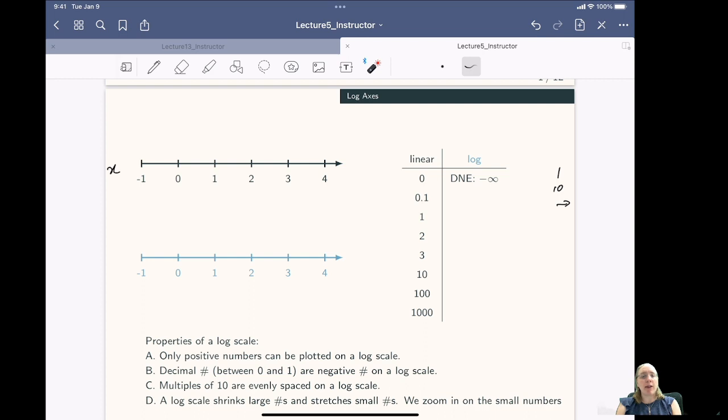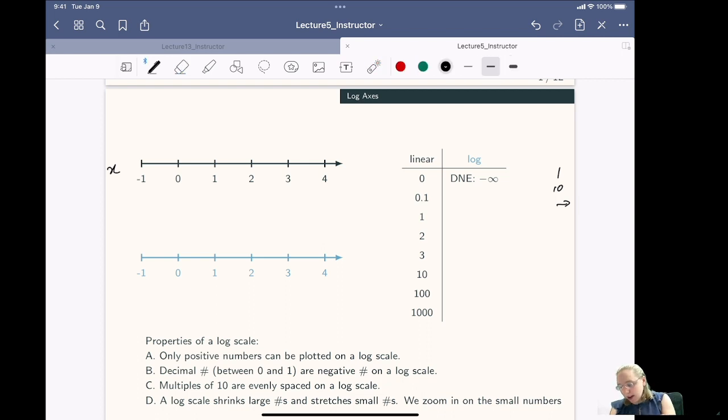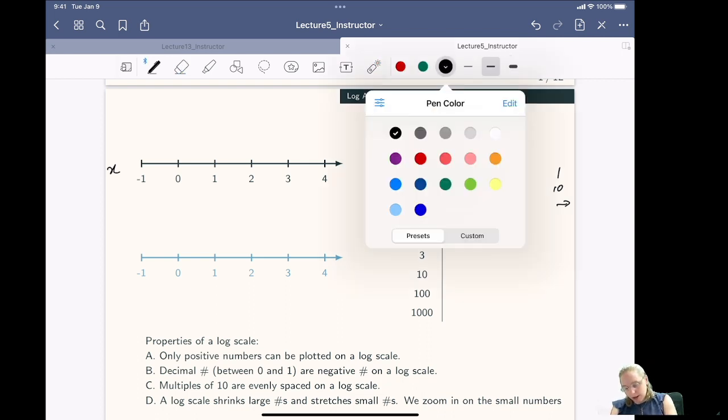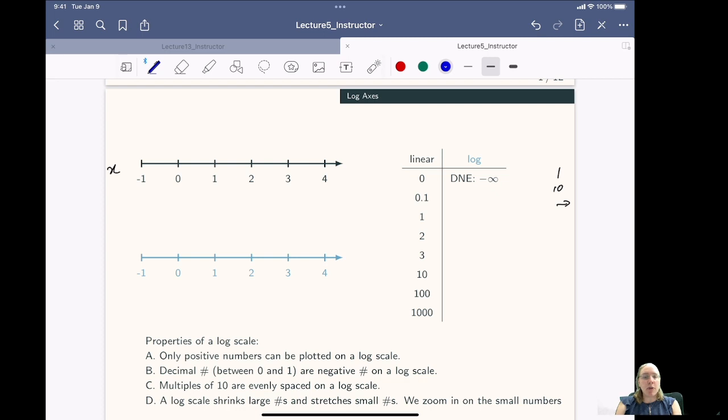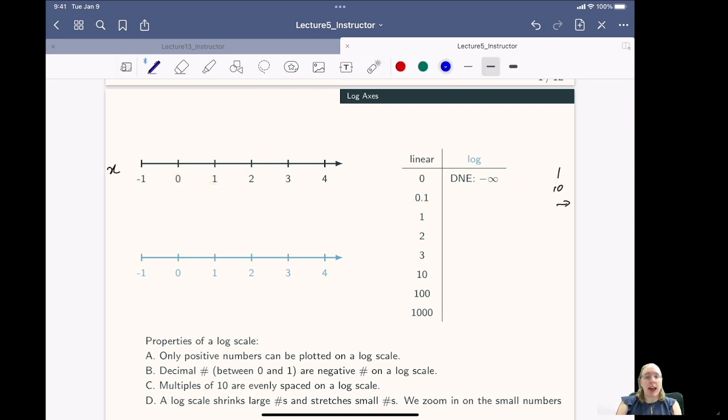So a log number line takes care of this by shrinking the large numbers and spreading out the small numbers so that we can see both what's happening down here and what's happening up here at the same time. How do we do this? That's the hard part. So the hard part is saying, how do we plot things so that we spread out things down here and shrink things up here? Well, what we're going to do is instead of plotting x, we're going to plot log of x. All right, what does this mean?